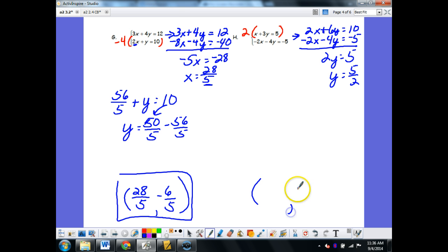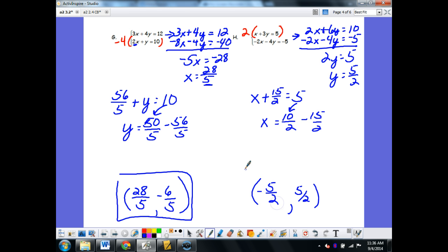That is the y-coordinate of the point of intersection, and I'm going to substitute that into one of these. I'm going to choose the top. So I have x plus 3 times 5 halves is 15 halves. That's equal to 5. So I'm going to subtract 15 halves from both sides. Well, 5 is 10 halves. So I end up with negative 5 halves for the x value, which is what we had before.